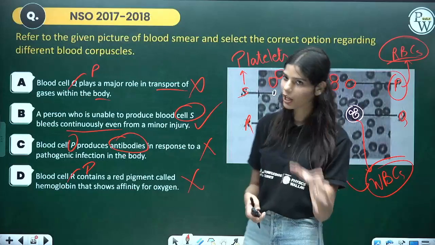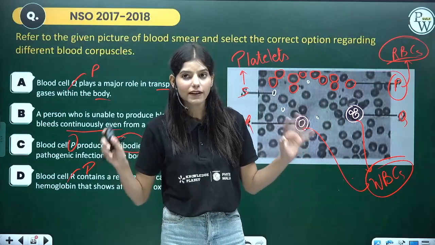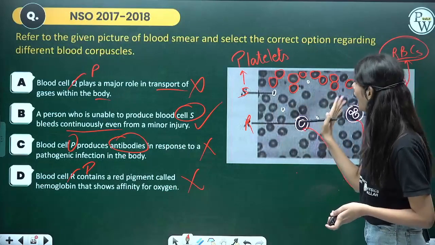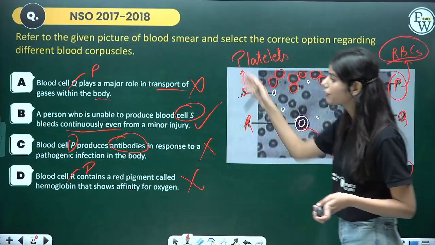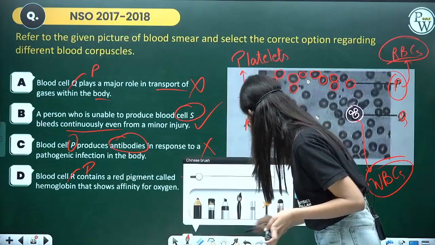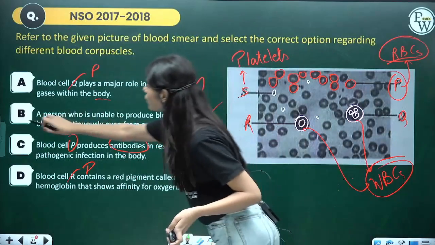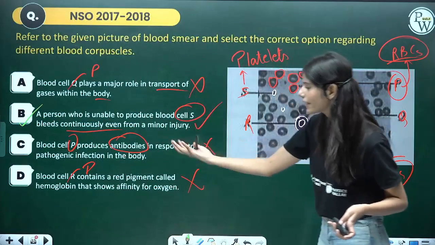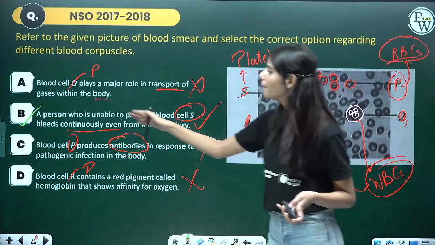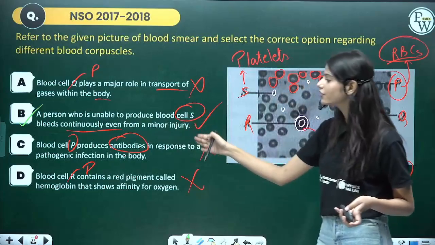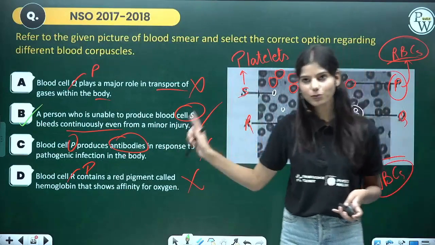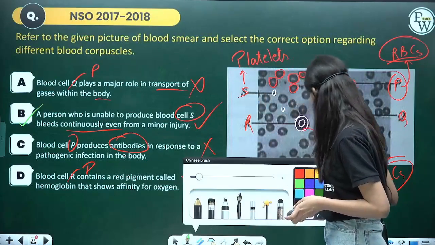All right guys, I hope this question is clear to you. It was all about the types of cells that we have in the blood, and with respect to each of the cells we were given some statements, and out of these statements only one is correct, which is option B. A person who is not able to produce blood cell S, that is the platelets, will bleed continuously even from a minor injury. Of course, yes. So this statement is correct, and the correct answer is option B. I hope this part is clear to you guys.